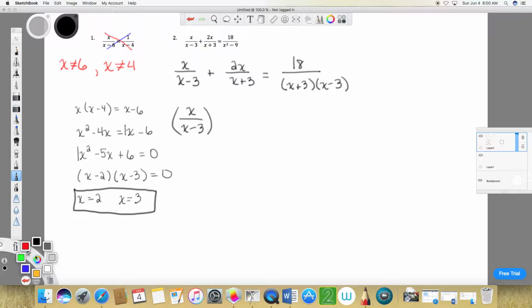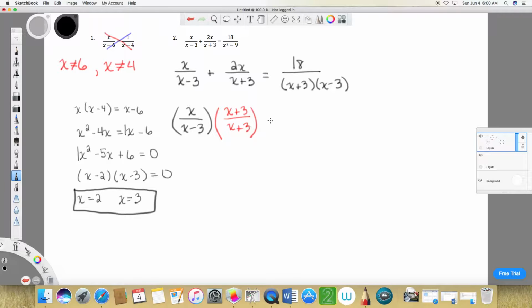So we're going to multiply this fraction by the number 1, but we're going to write 1 as x plus 3 over x plus 3. So now in this first term, we're going to have the same denominator as we do on the right-hand side.